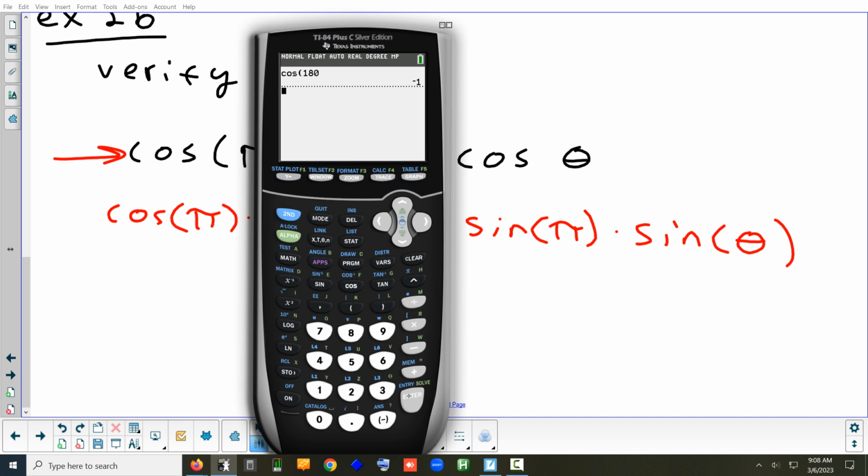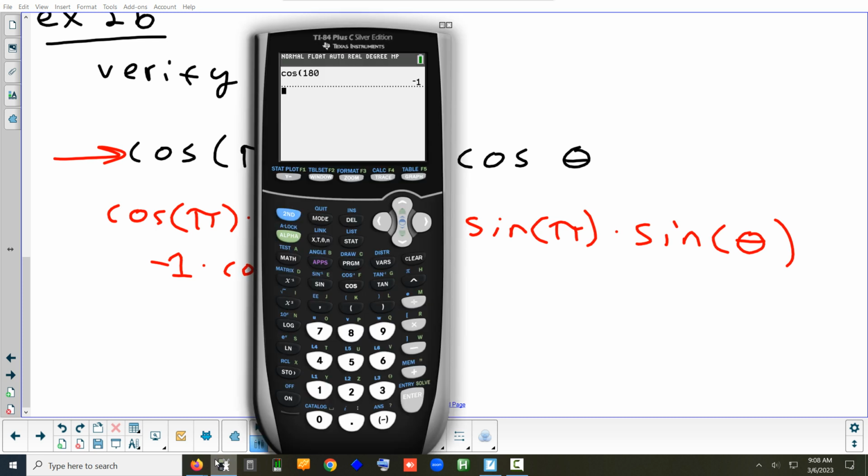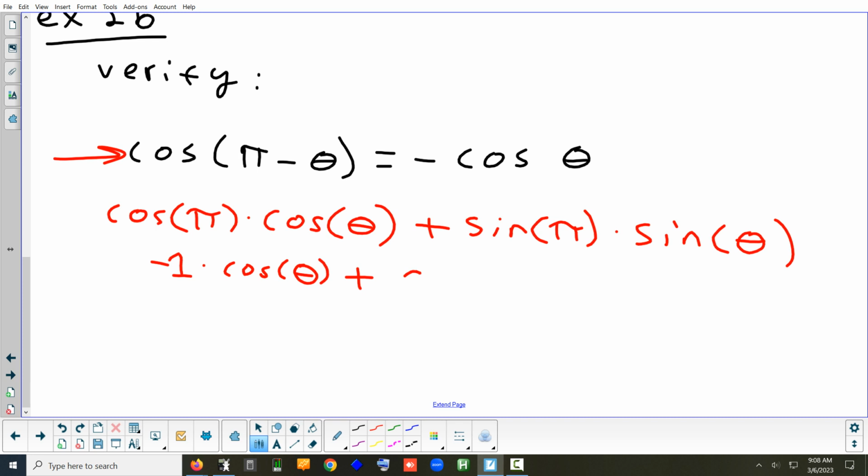I get negative 1. So negative 1 times cosine theta, plus, now we're going to fill in sine of pi, which again is 180. Sine of 180 is 0. So that's 0 times the sine. Okay. What's going to happen at this step?